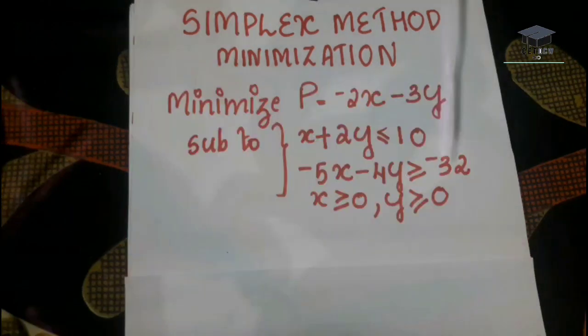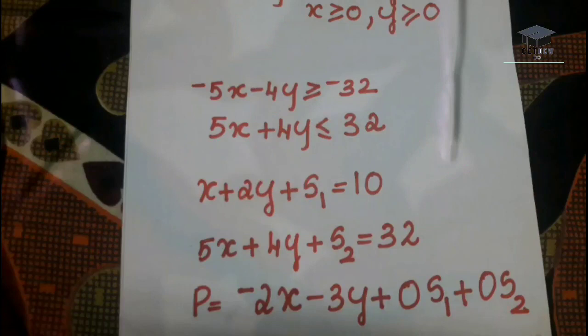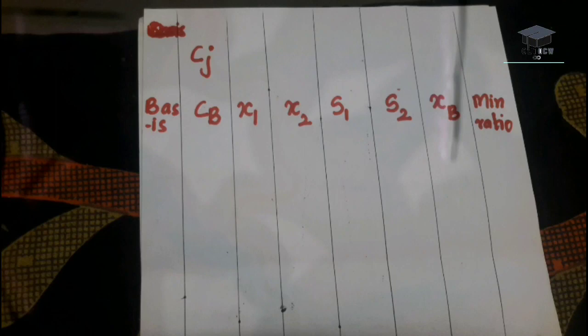It's much easier. Here, the second constraint is minus 5x minus 4y greater than or equal to minus 32. We have to convert this constraint into a less than constraint like this. Multiply the whole equation with the minus sign and then it becomes a less than constraint: 5x plus 4y less than or equal to 32. Then add the slack variables as earlier, s1 and s2.